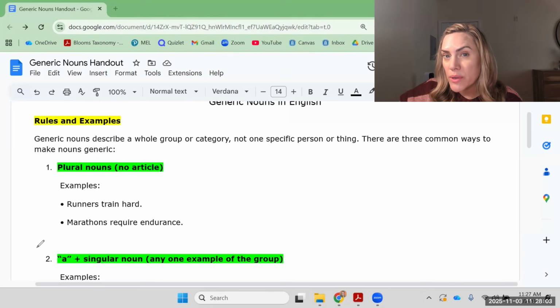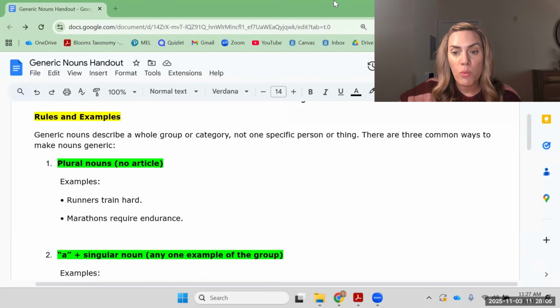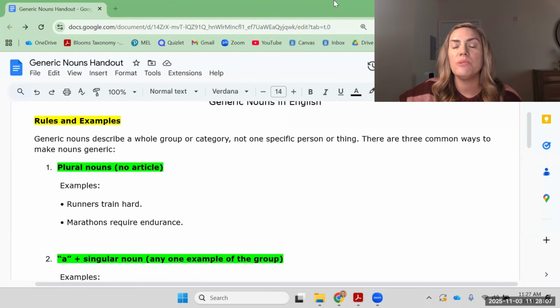And there's 3 ways that we can do this in English. So the first way is to just make it plural.